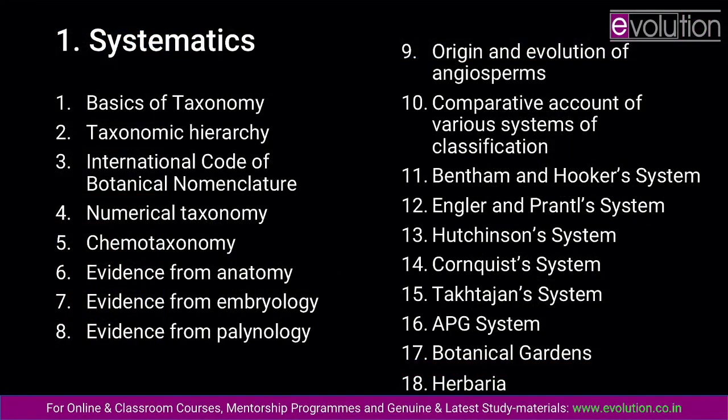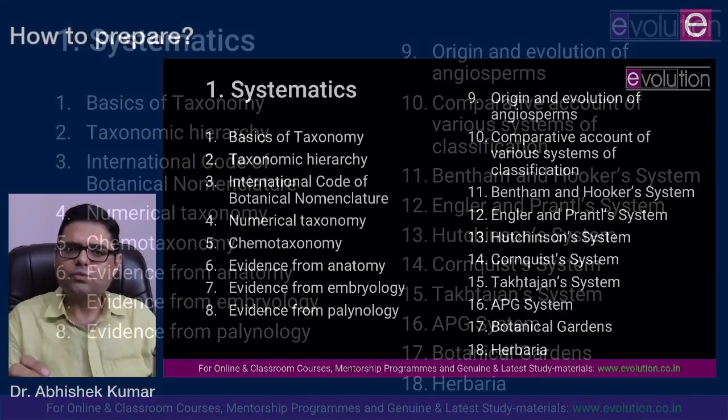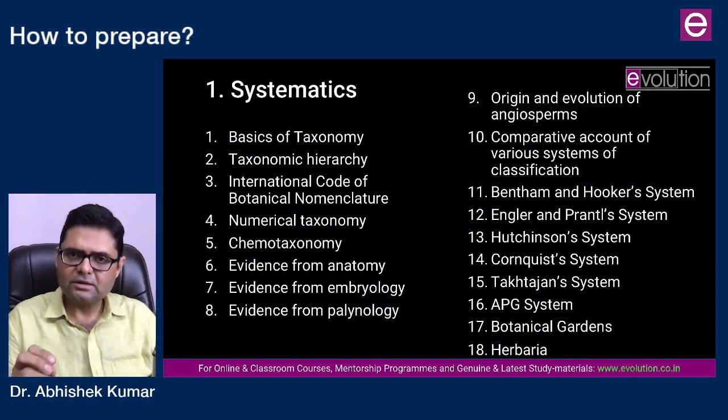The third topic here is International Code of Botanical Nomenclature, but it is not just the international code on which the questions have been asked. The questions have also been asked on the type approach of botanical nomenclature, and as a matter of fact, it is one of the most repeated questions, the type approach of botanical nomenclature.